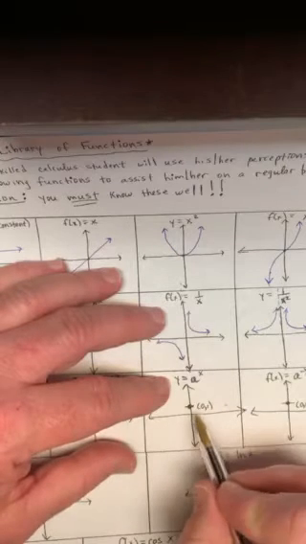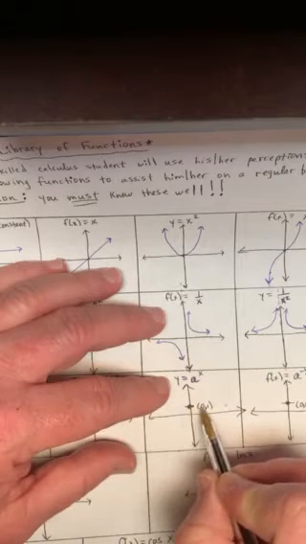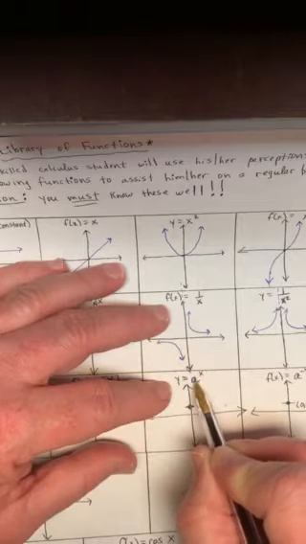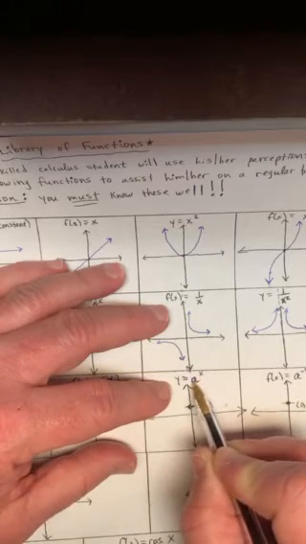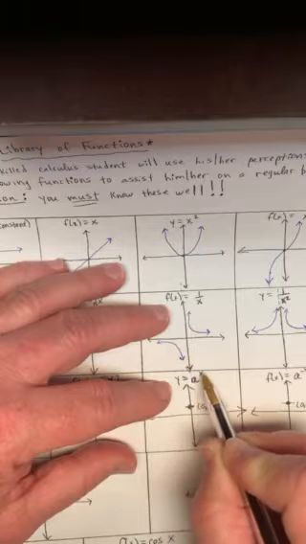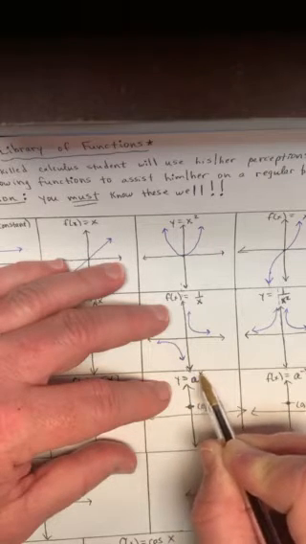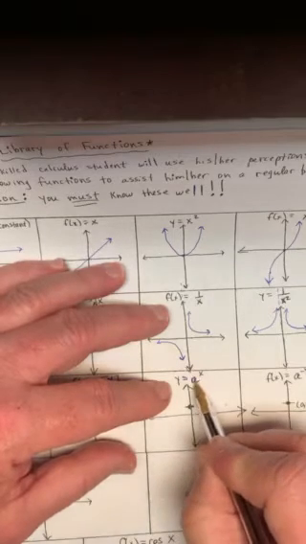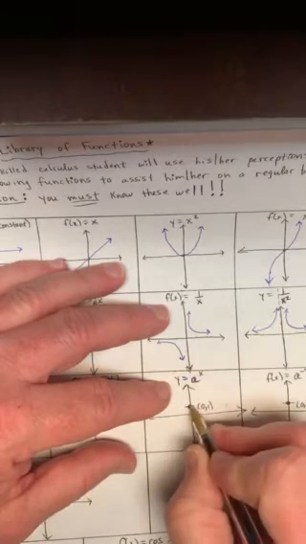Now notice we've already got a dot here on 0, 1. Why? Because think about it, no matter what this base is, let's say it's a 5. 5 to the 0 power is what? Anything to the 0 power is 1. So no matter what the base is, we know it's going to go through 0, 1.